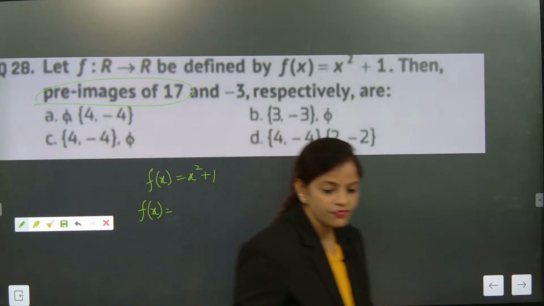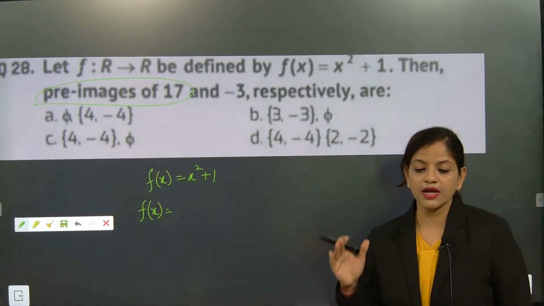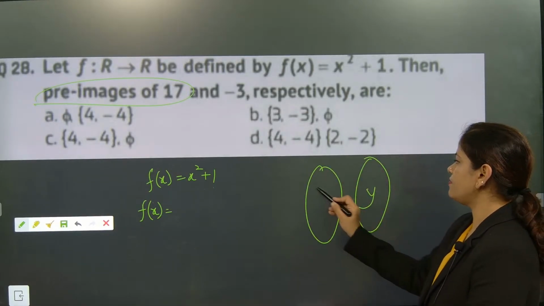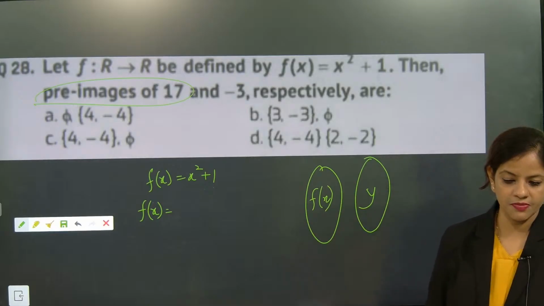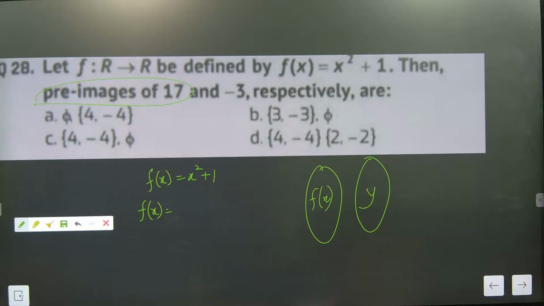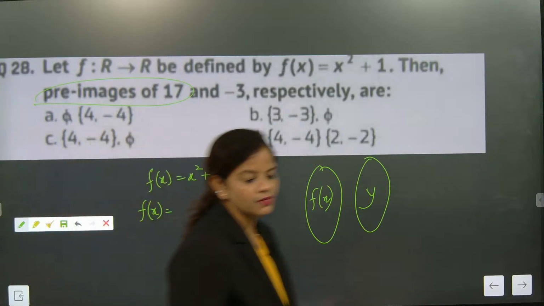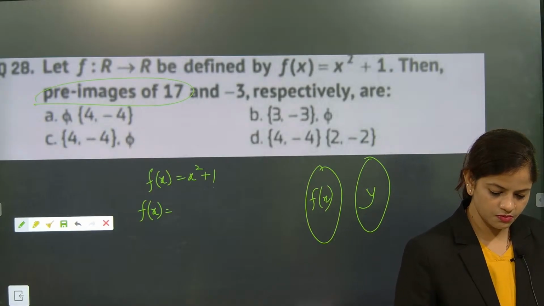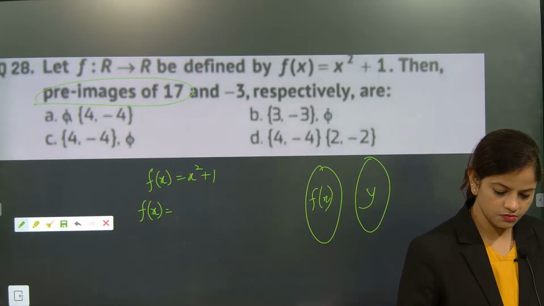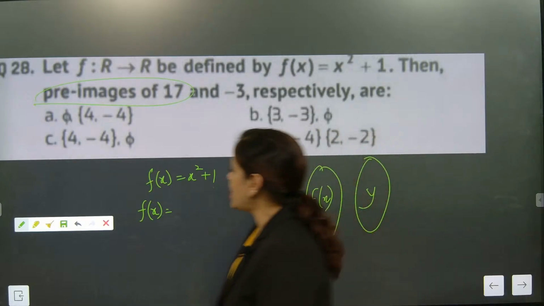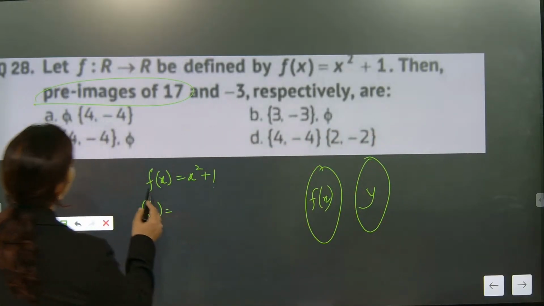Whenever you are writing any function, remember this part: y will become the image and f of x will become the pre-image. Always remember, y is the image and f of x is the pre-image. That's the most important thing. Understood? So, image and pre-image.